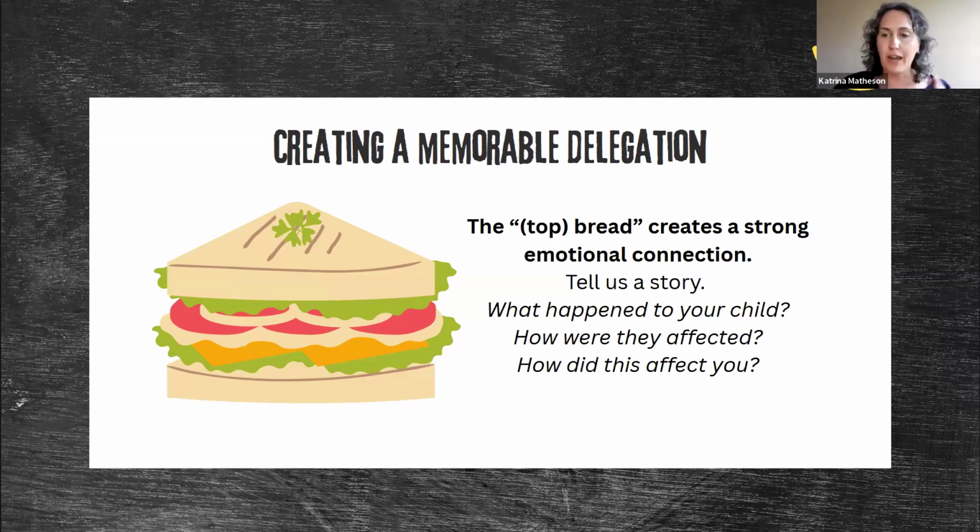So when you think about actually putting it on paper, think about a sandwich. The top bread is that emotional hook, that connection, that really personal thing that brings you there. Obviously, it's up to you how personal you want to get. But tell us a little story, just in a few sentences. What happened to your child? How were they affected? How were you affected? How did it affect your family? What was it that hit you in the pit of your stomach? What was that moment where you knew you had to say something to someone about this? This was a problem. That's what you want to capture in that first opening bit.